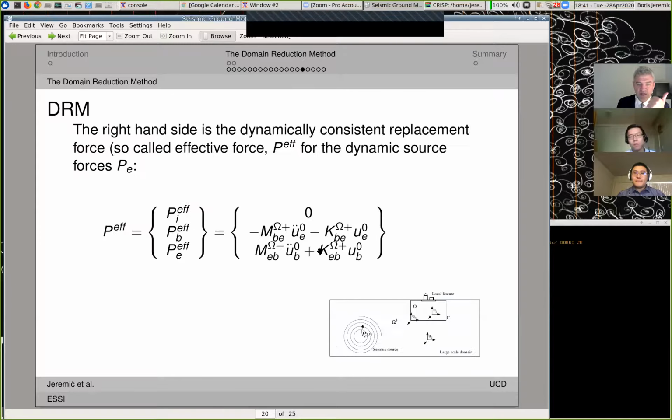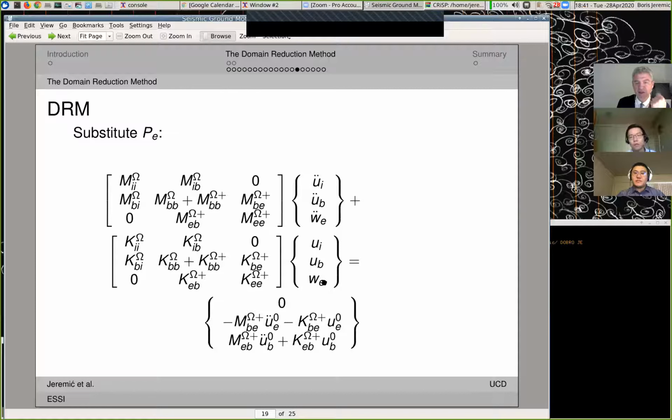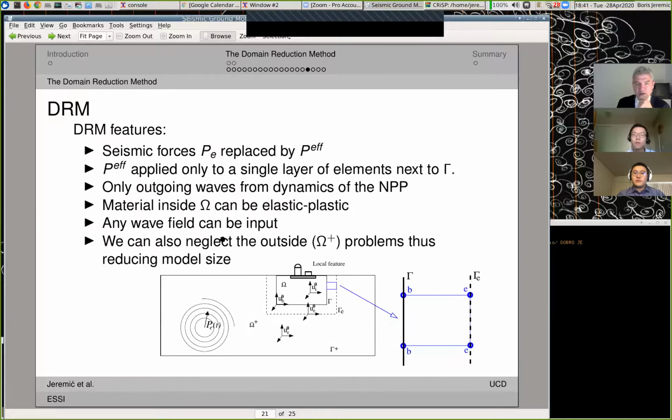If you go back a few slides and look at the big equation, you see that now we also have a change of variables. We are not solving for UE, we are now solving for WE. WE is just, going back to the slide I was just at, the outgoing waves from the dynamics of the actual local object. We don't really worry much about displacements on the outside except for free field displacements. We really worry about this part here. So on the outside, we only solve for WE.